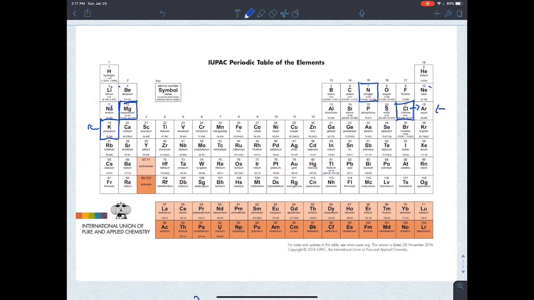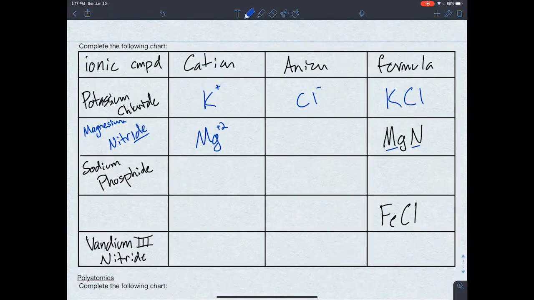Okay, nitrogen, to get to neon, needs to gain 1, 2, 3 electrons. It's gaining 3 electrons, so it's going to have a -3 charge. If you notice a mistake here, then you're ahead of the game, because this formula is wrong.